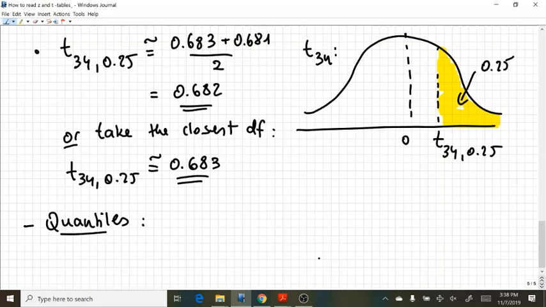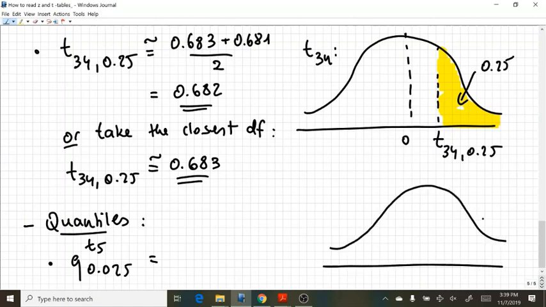Well, say that I would like to calculate the 2.5% quantile for a student T with 5 degrees of freedom. In other words, quantiles measure the left tail, so I am looking for a value, for this student T with 5 degrees of freedom, such that in the left tail I have 2.5%, right?